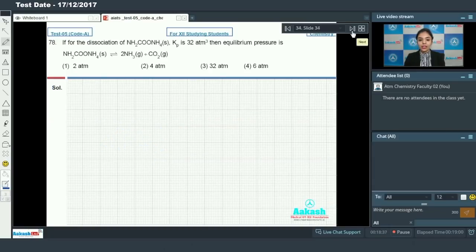So moving on to the next one now, you have question number 78, which says that if for the dissociation of NH2COONH4, Kp is 32 atm cube, then equilibrium pressure is. So first of all, you have this example of heterogeneous equilibrium.